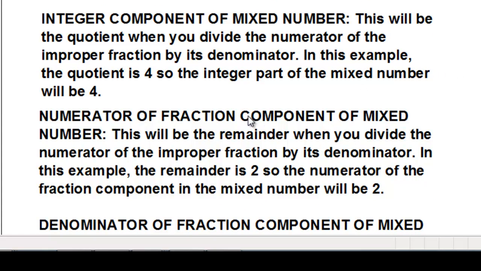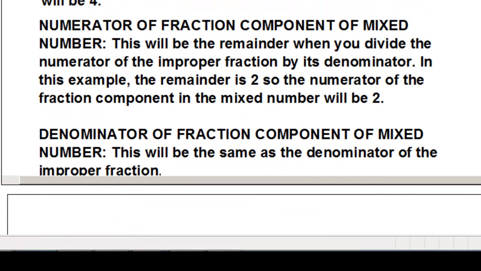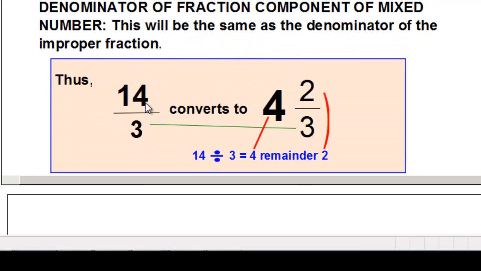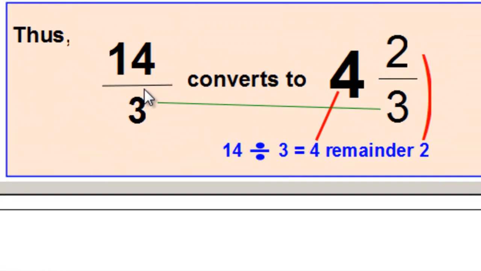The numerator of the fraction component of the mixed number is your remainder. So when you go 14 divided by 3, you get 4, remainder 2. Well, 2 is the numerator of the fraction component of the mixed number. And what is the denominator? Well, that is the same as the original improper fraction's denominator. So 14 over 3.